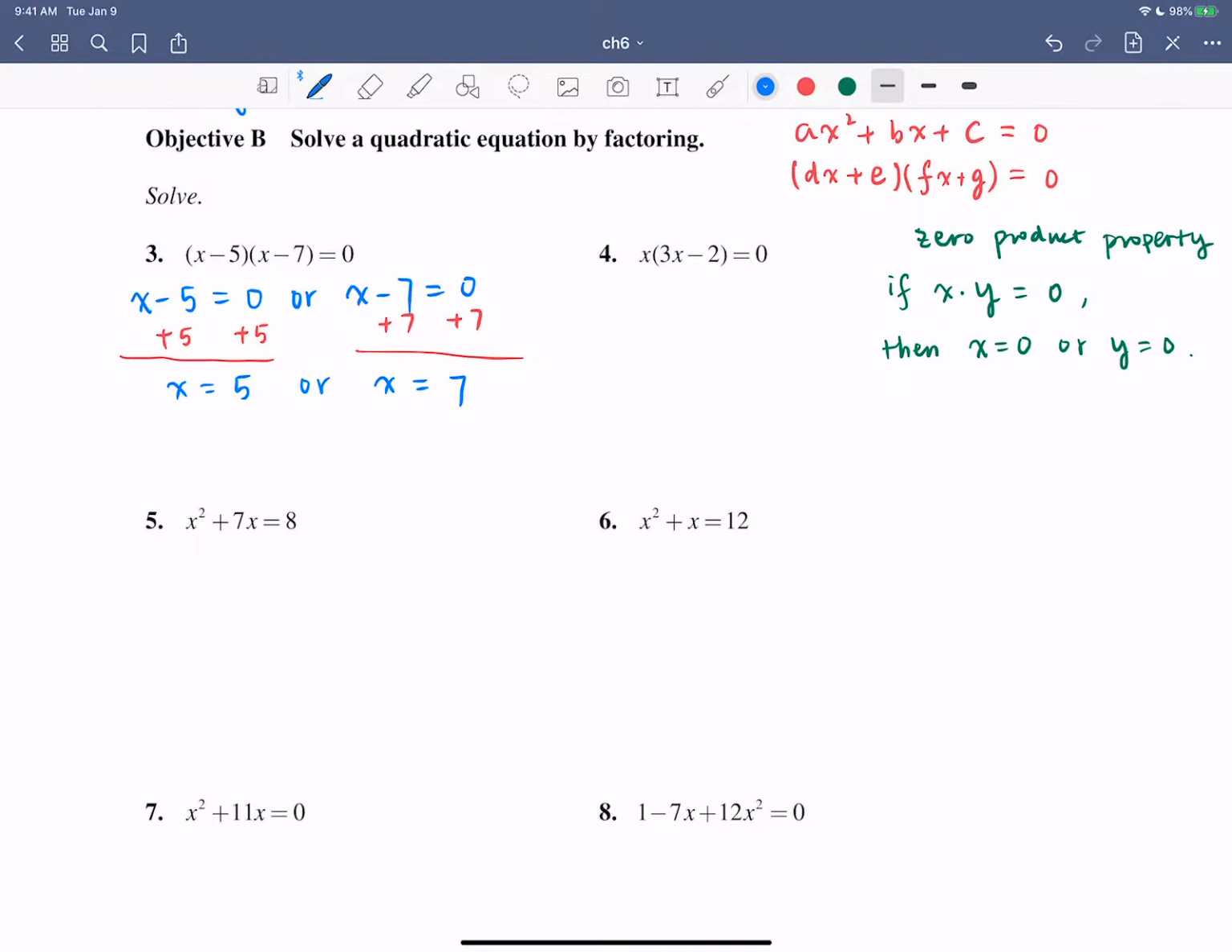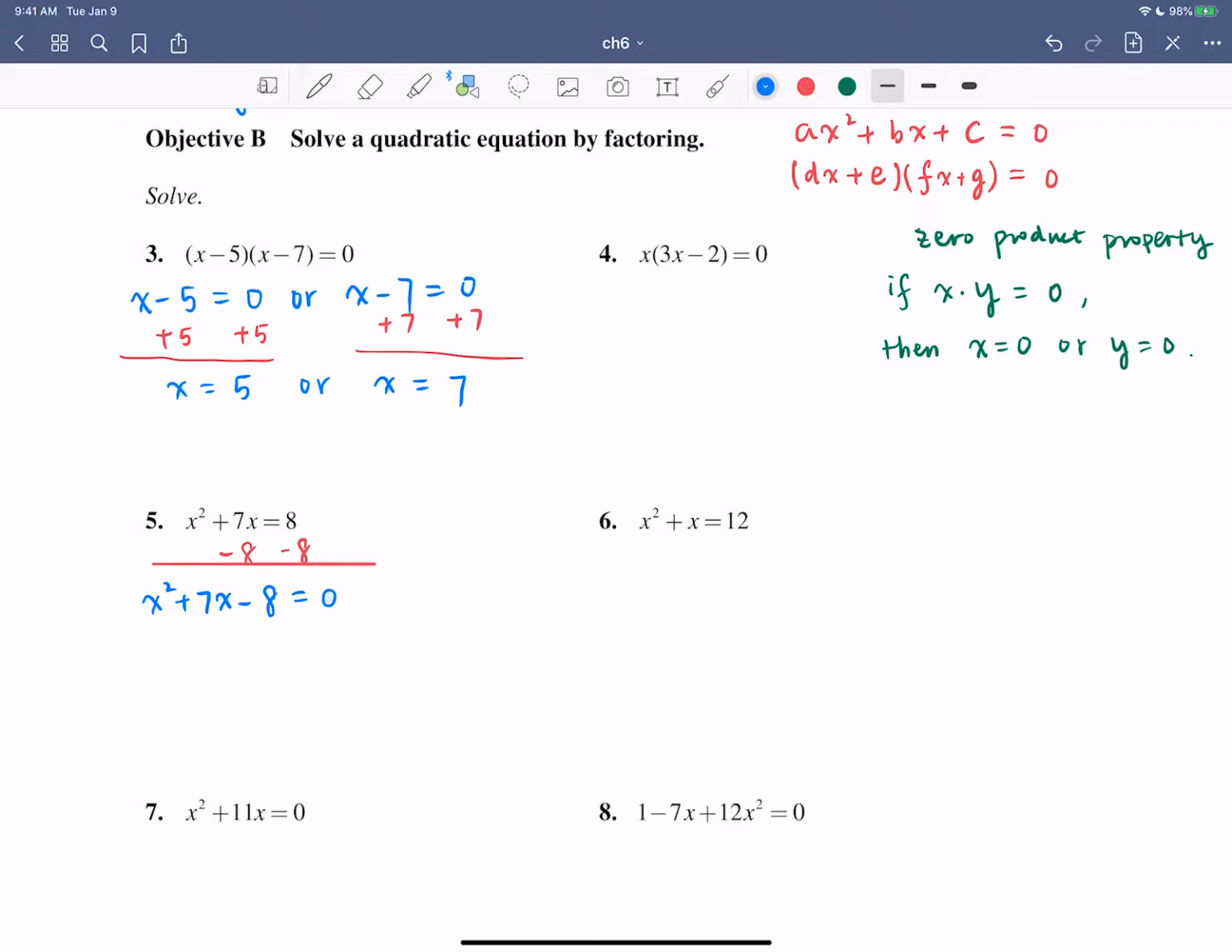Number 5, x squared plus 7x equals 8. This one is definitely a quadratic equation. Before you factor it, make sure you move every term to one side of the equation so you have a 0 on the other side. Usually we move everything to the side where the coefficient of x squared is positive. In this case, x squared has a positive coefficient on the left-hand side, so I'm going to move the 8 to the left-hand side. Perform the inverse operation, which is subtracting 8. You get x squared plus 7x minus 8 equals 0.